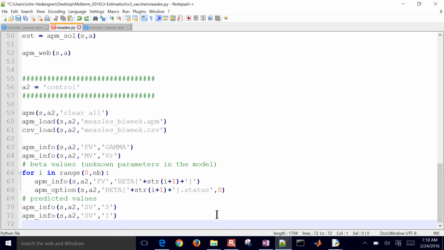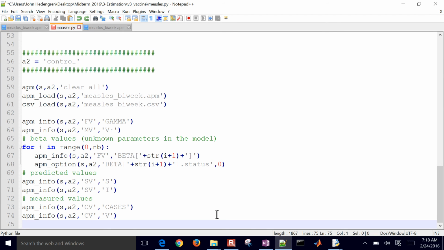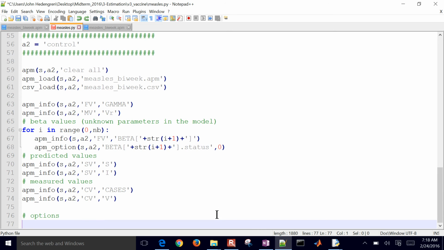We had some predicted values that we might want to see just on the web interface. And then we have our measured values. In this case, the number of cases is going to be the thing that's going to be controlled. The total number of vaccines, the V, we want to keep that above 0. Okay, so we have some options.